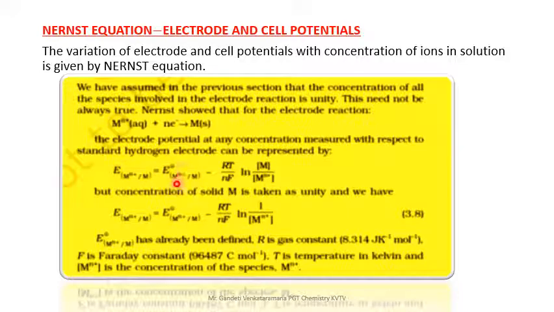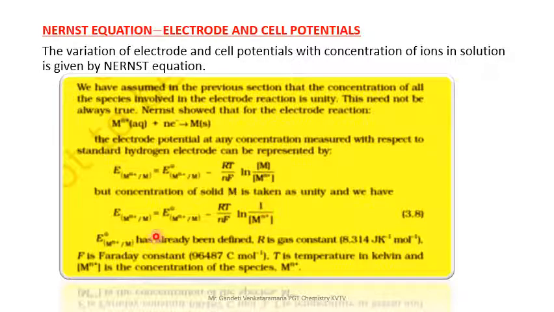Clear? So the electrode potential equals the standard electrode potential, or standard reduction potential, minus RT by nF ln, the logarithm with base e. On the right-hand side is the product, divided by the left-hand side, the metal ion. Clear? But the concentration of solid M is taken as unity, meaning 1. This value becomes 1. Then we have this relation, so the concentration of M equals 1.